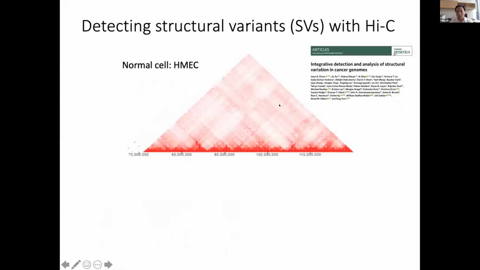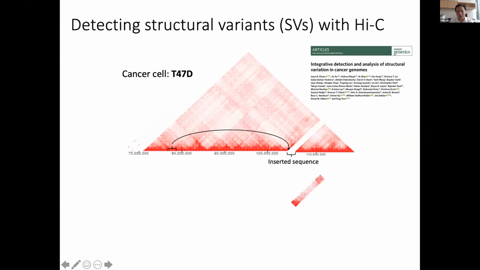However, in 2018, collaborating with my friends Jesse Dixon and Job Dekker, we showed that Hi-C is really a powerful tool to detect structural variants. So how does it work? Again, this is a Hi-C map. Each dot usually indicates the interaction between one region and another region. But suppose you have a translocation, in this case a, say, 10 KB fragment falls off the genome and is inserted into another part.